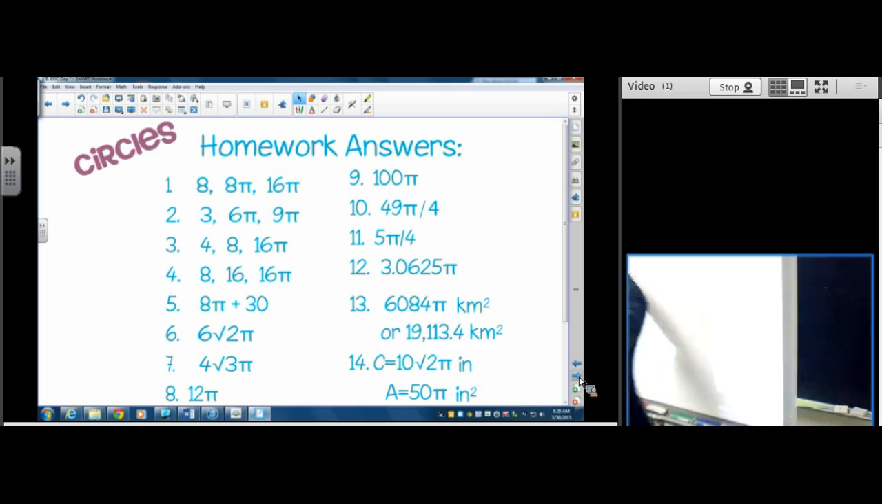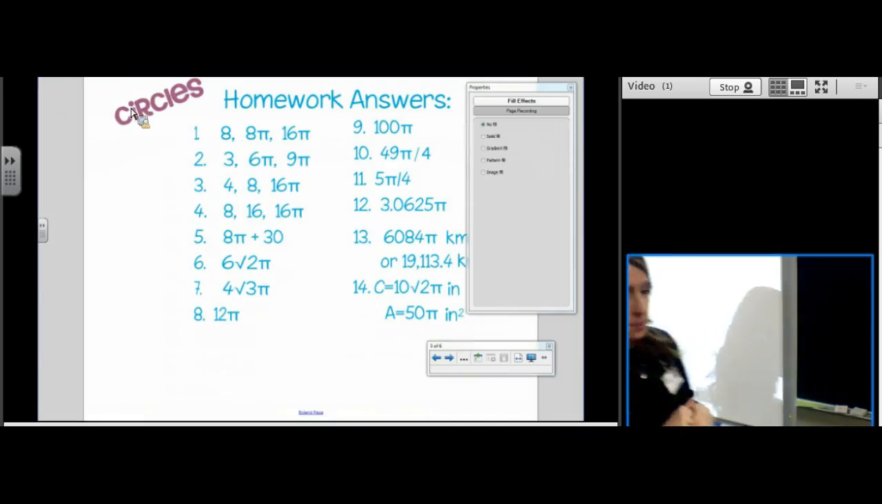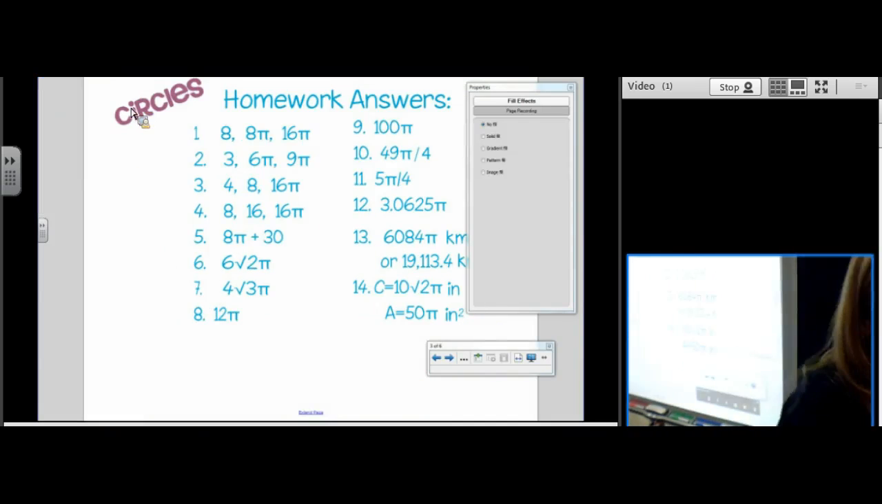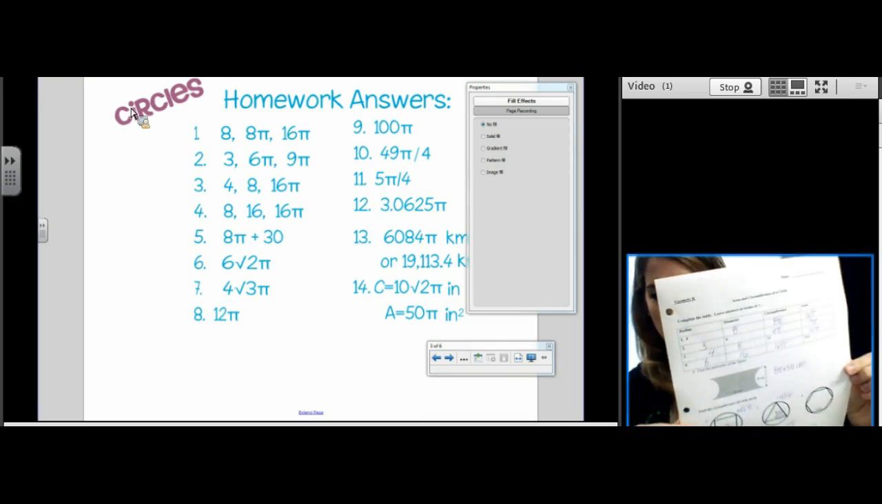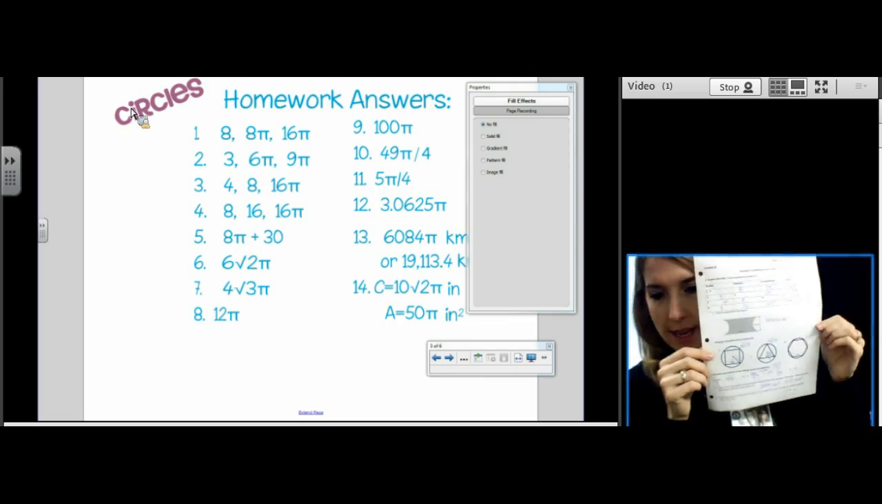These are the answers to the first page of the circles homework. We had a lesson on Friday. It was area and circumference of circles. So the homework looks like this.